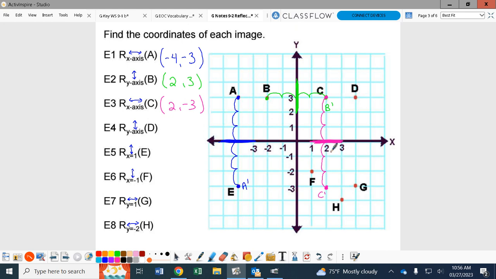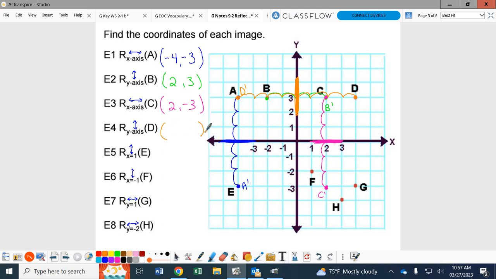For the next one, I'm reflecting point D. Point D is right here. We'll go with orange for this one. I've got to reflect across the y-axis. Guys, this is your y-axis. That's the line I've got to reflect across. So how many blocks away from that y-axis is point D? Four blocks away. So I've got to go 4 blocks on this side. 1, 2, 3, 4. There's my D prime.